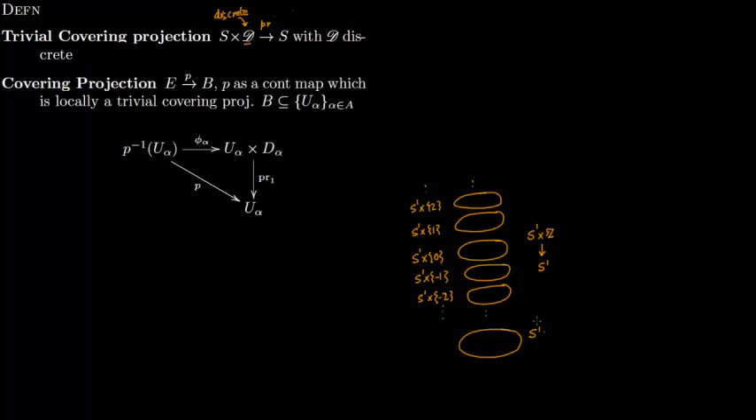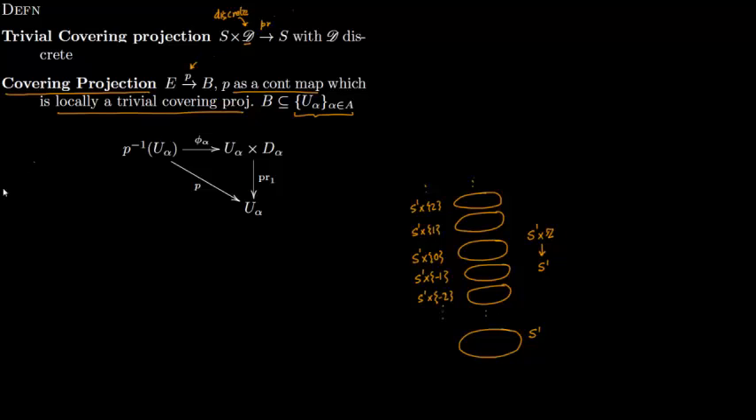Now we come and talk about covering projection. Again, the covering projection is a map. Now we are talking about this map P. This map P is a continuous map, and locally it is a trivial covering projection. This B we call the base space. Say B has a cover, so this is the cover of B. Locally this looks just like this.